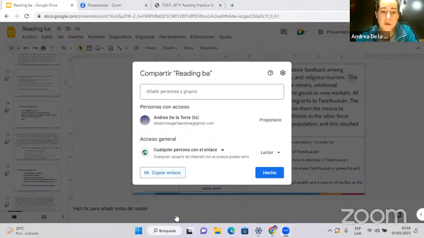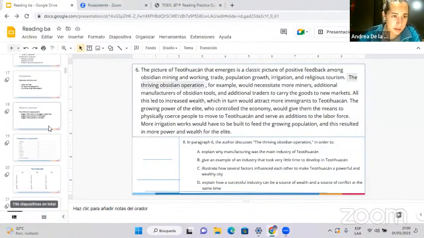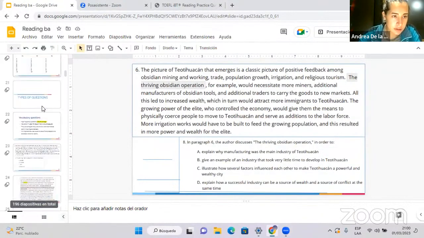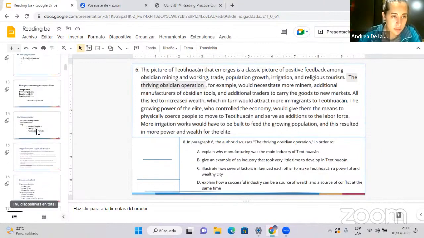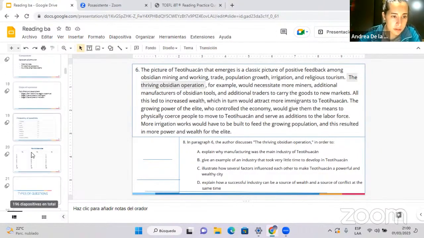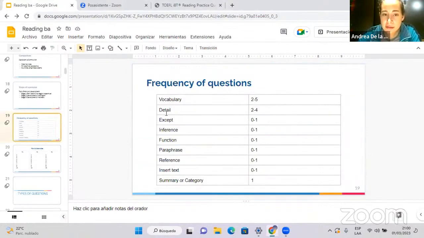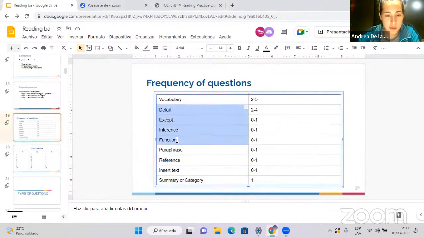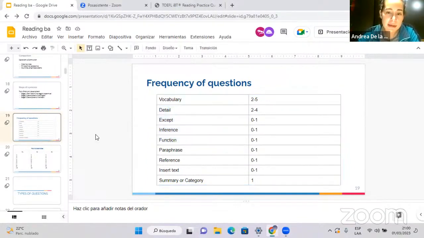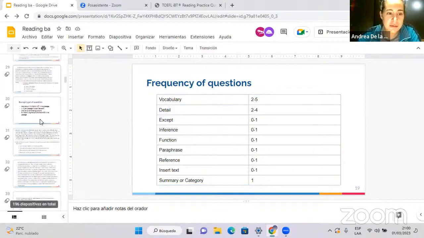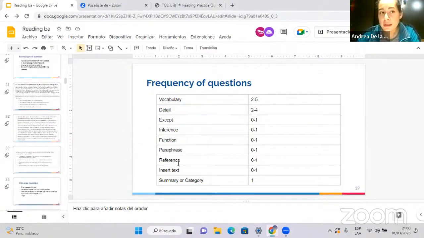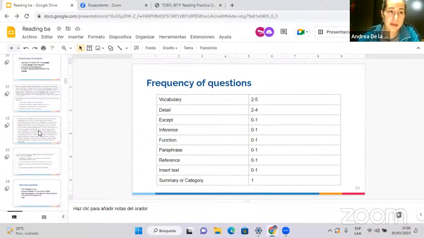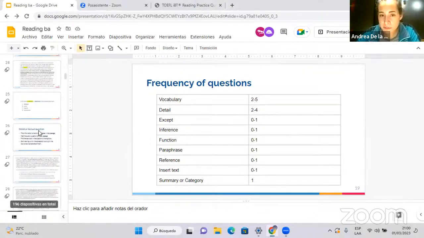Okay, guys. And tomorrow we'll continue practicing. We're just missing a few. Let's take a look at our chart. Okay, here we go. We did detail, we did accept, we did inference, we did function, right? So that means we're missing vocabulary, paraphrase, reference, insert text, and summary or category. So we did maybe half of the 10. I think we can finish tomorrow. And if not, we have Friday as well. Any questions then before we go?